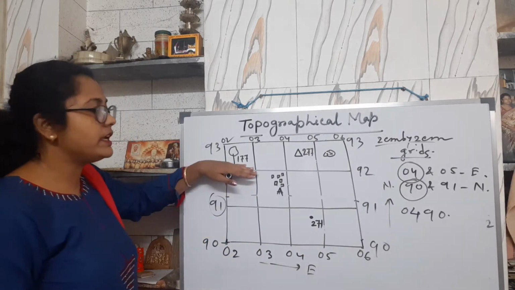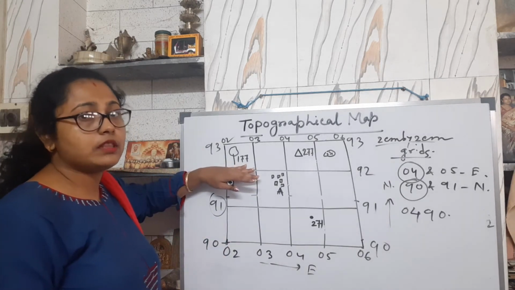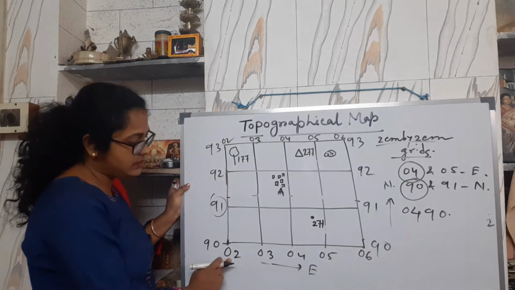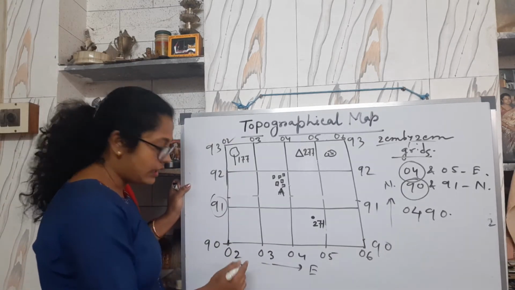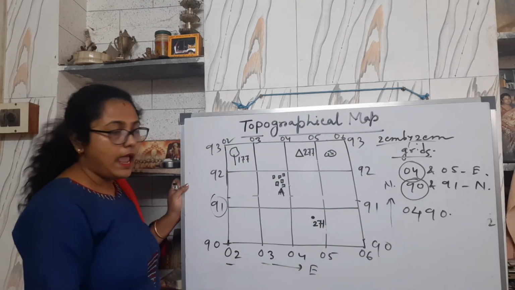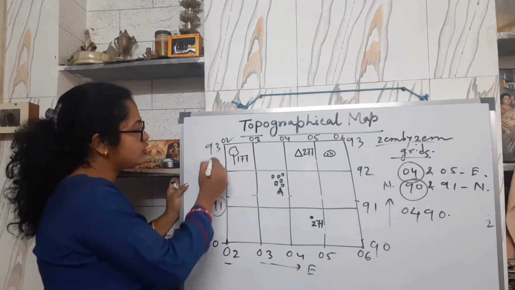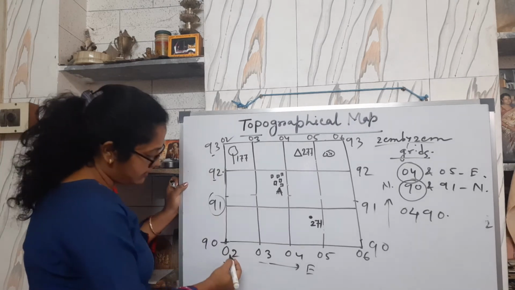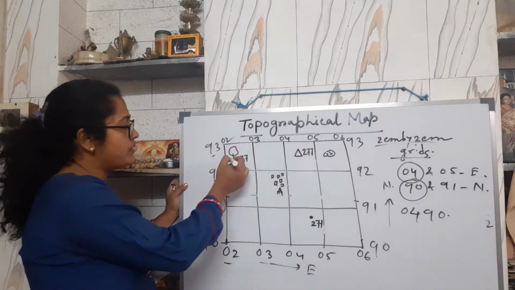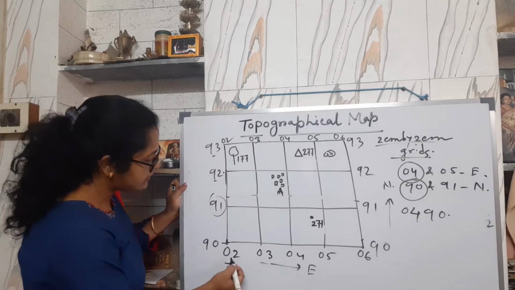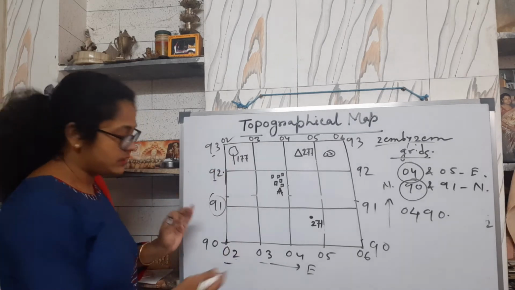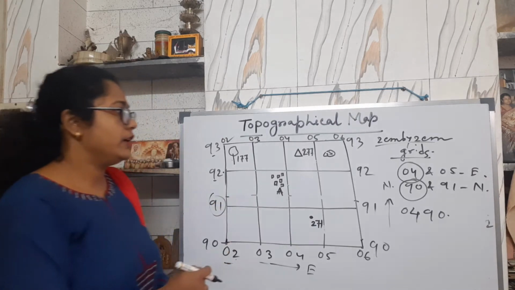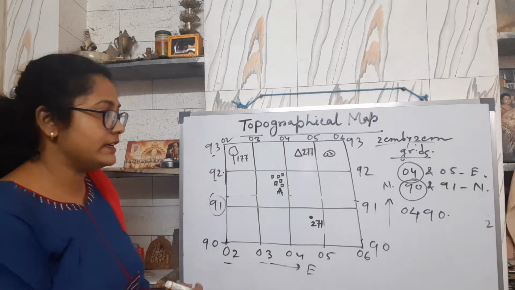In case of the prominent survey tree, what should be the 4-figure grid reference? Here the easting given is 0203, so the lower value is 02. And the northing is given 9293, so the lower value is 92. So the 4-figure grid reference of the prominent survey tree must be 0292. I hope you have got a clear idea regarding this.